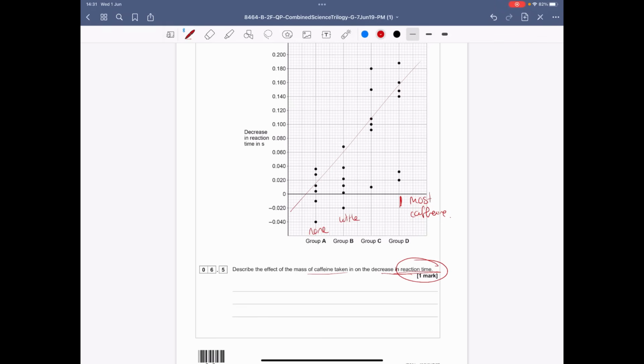It is a weak correlation, but we can still see a general pattern, which is as the mass of caffeine increases, the reaction time decreases. So therefore, because it's going up, and remembering your units, it's a decrease in reaction time, so therefore they're getting faster as they do it.